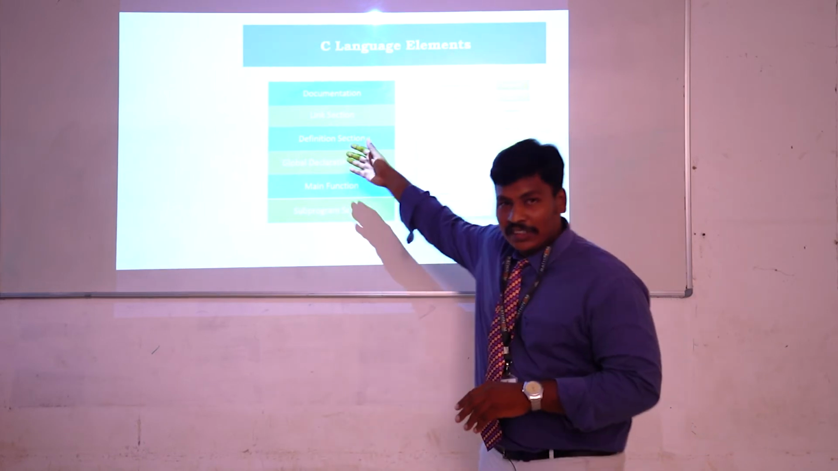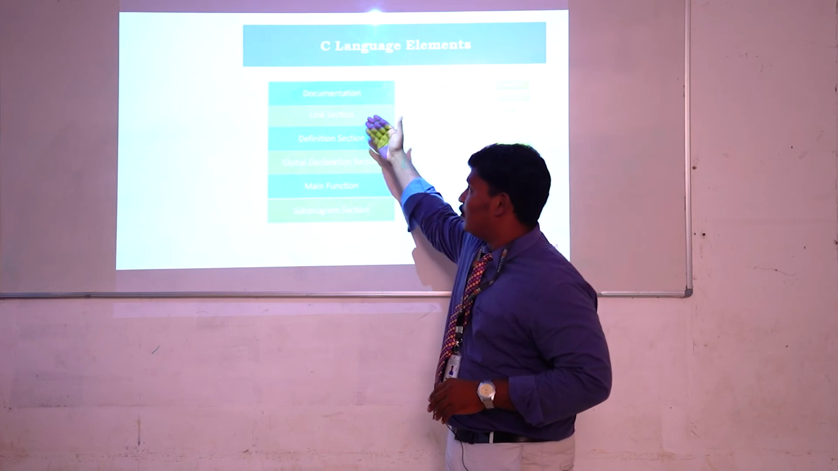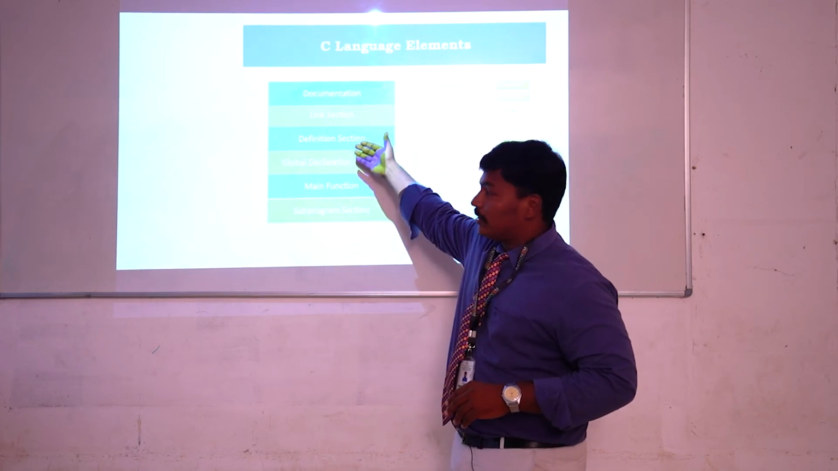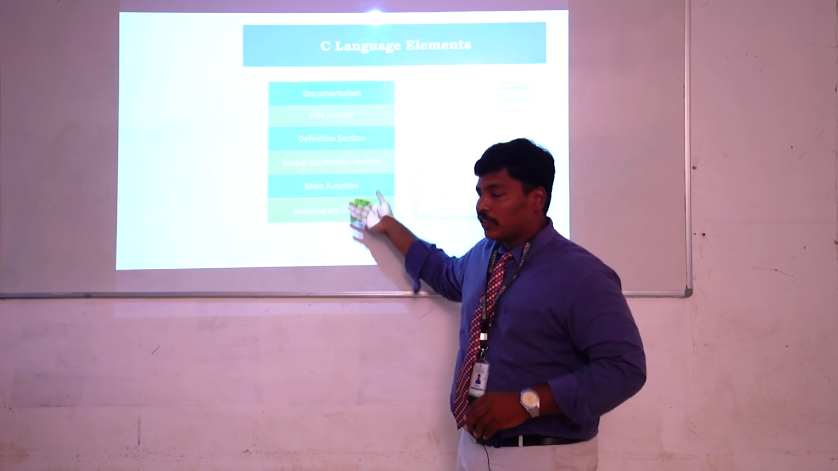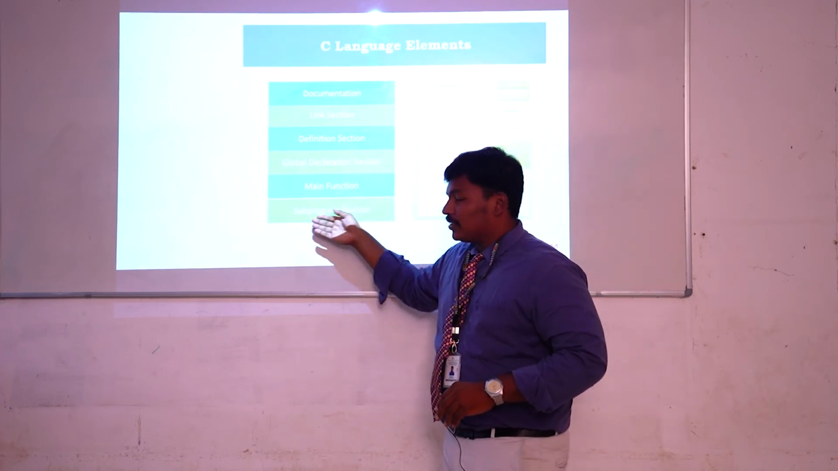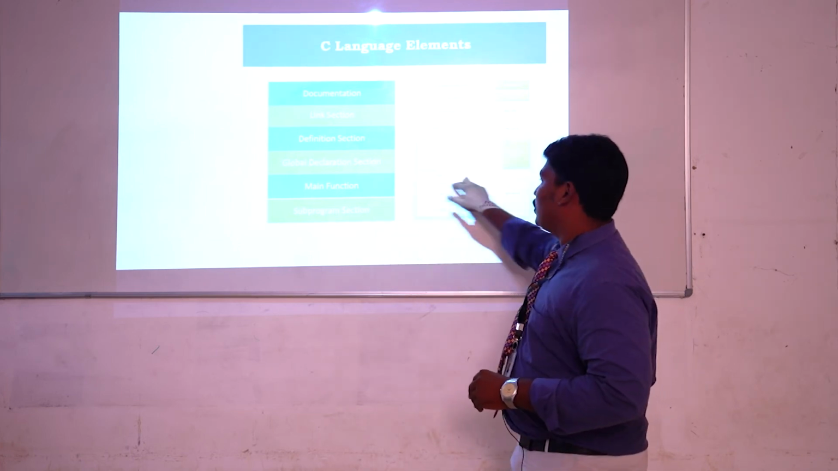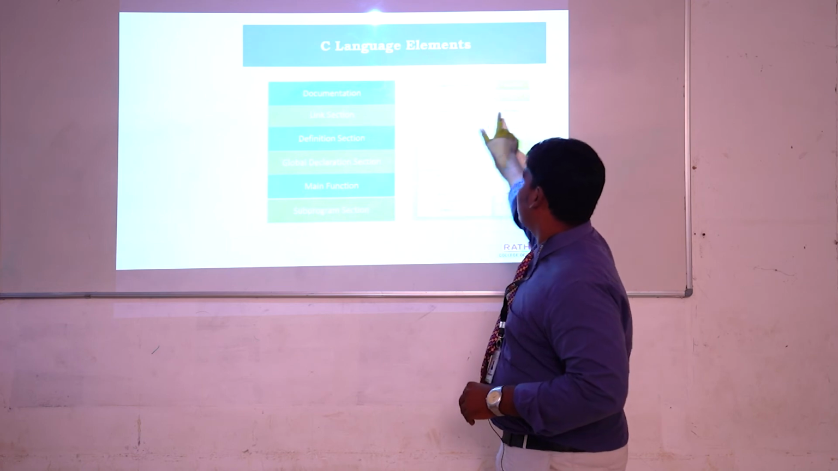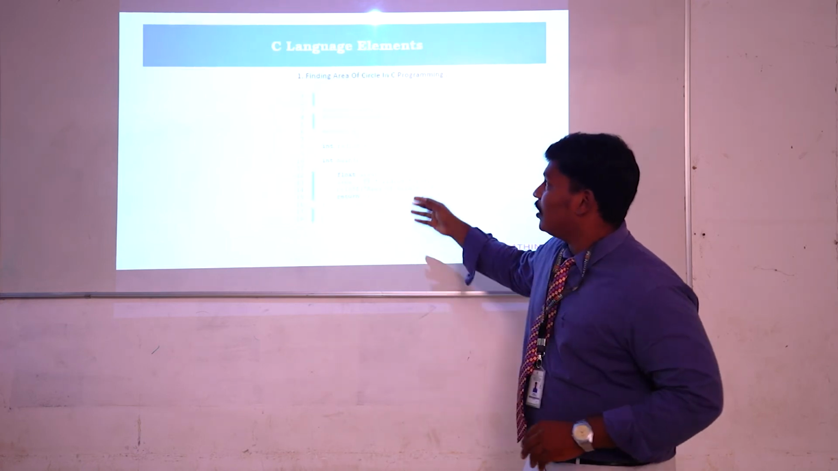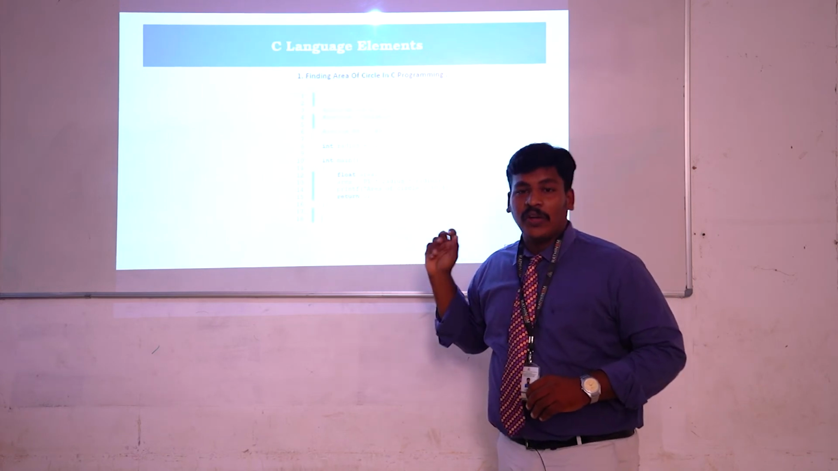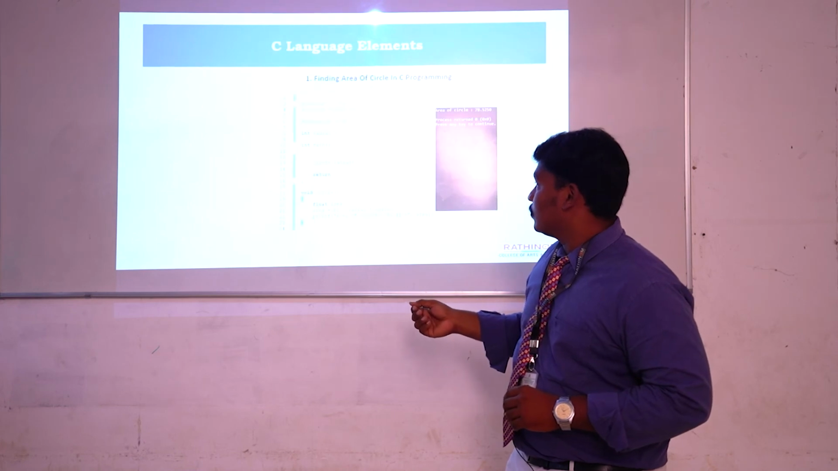Here are the 6 sections. The first is the documentation section, the second is the link section, the third is the definition section, the fourth is the global declaration section, the fifth is the main function, and the last is the subprogram section. The subprogram and global declaration sections are optional; the others are mandatory. This is a small program to find the area of a circle. Next slide.